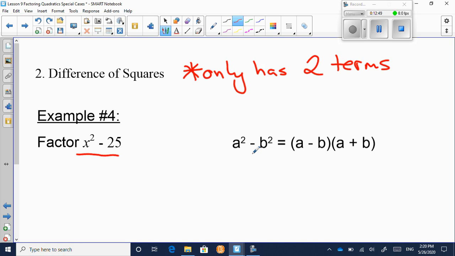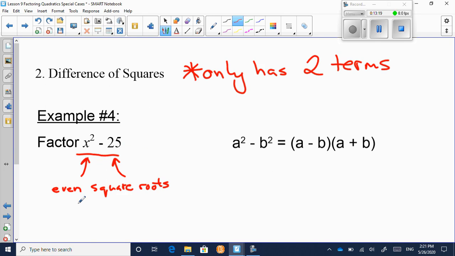Okay, so that's one hint that you might be dealing with the difference of squares. What I'm going to tell you is that with these difference of squares, both the first one and the second one are what we call perfect squares, or even square roots. In other words, there's a number that when multiplied by itself will give you that number.